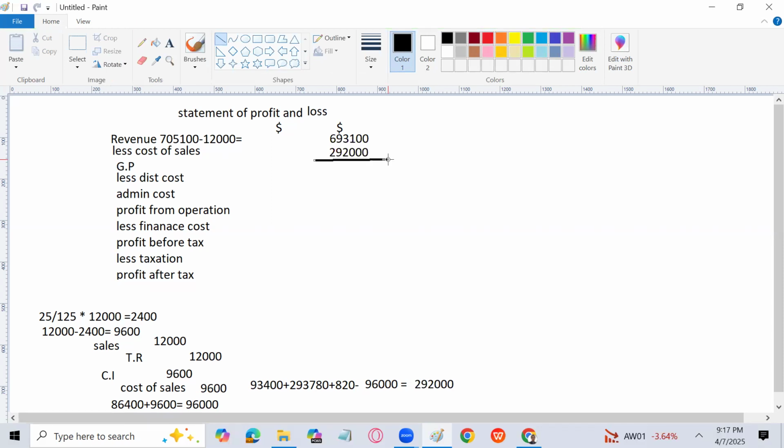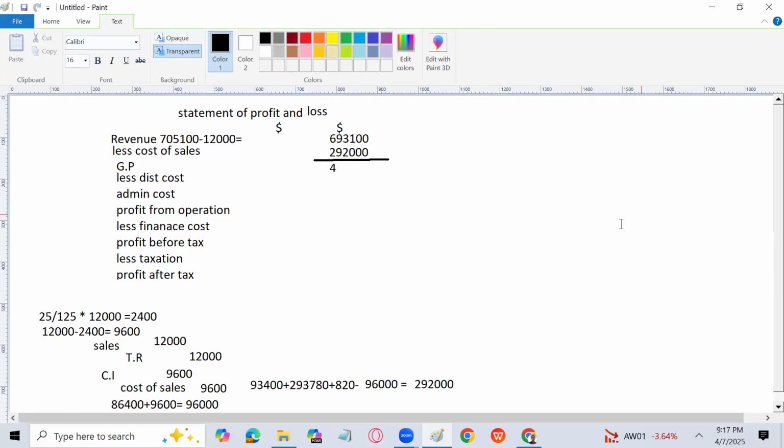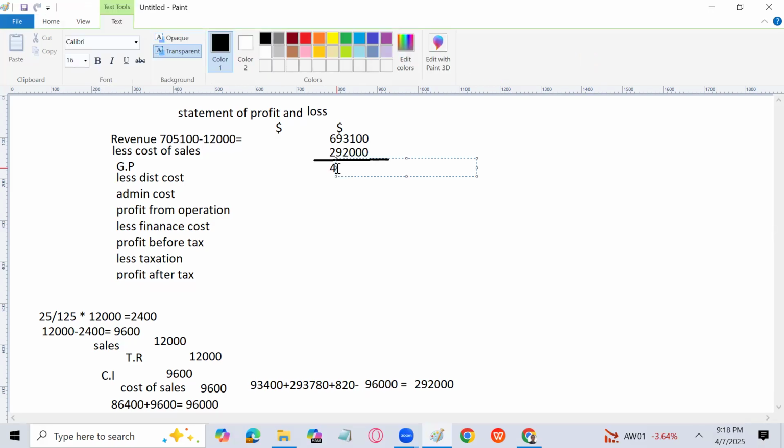revenue minus cost of sales. That will give you your gross profit. So what is going to be the gross profit? That is 401,100. So gross profit is equal to 401,100.